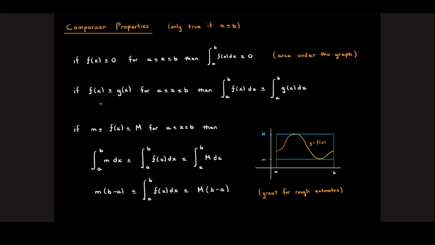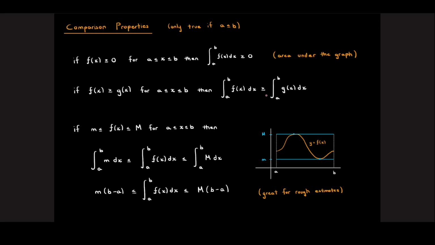The second property says that suppose f of x is greater than or equal to g of x on some closed interval from a to b, then the signed area of f is going to be greater than or equal to the signed area under g, right? Because if your two functions are non-negative, then the area under the smaller function is going to be less than or equal to the area below the upper function.